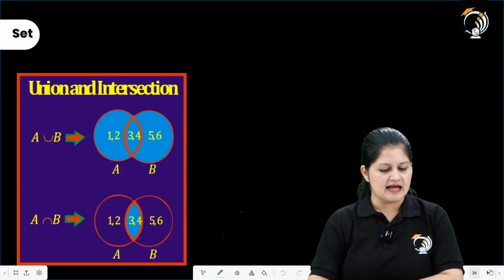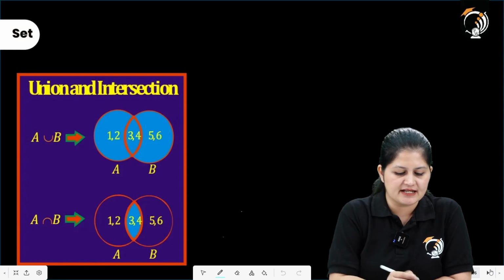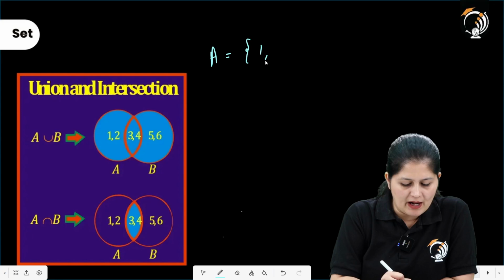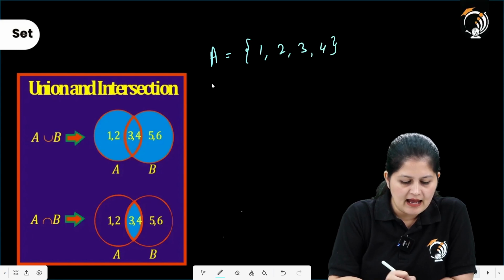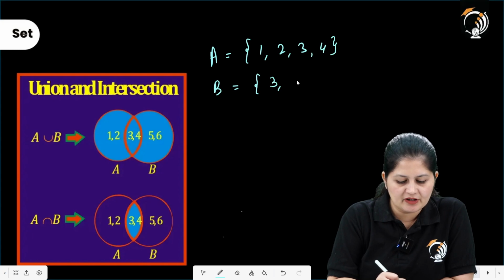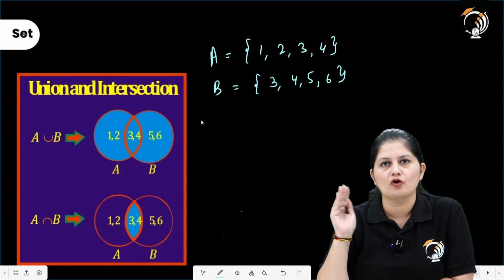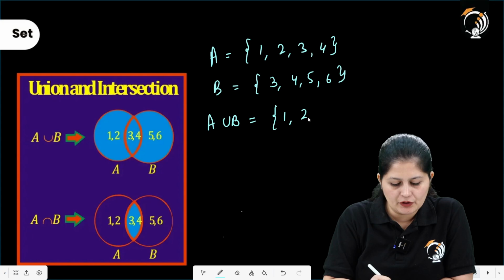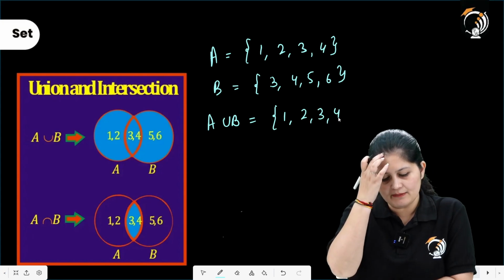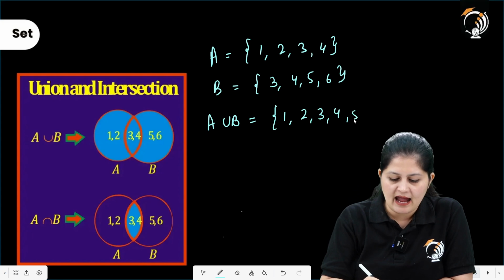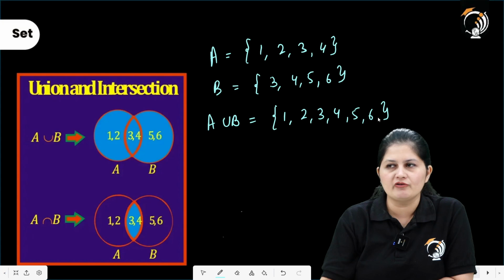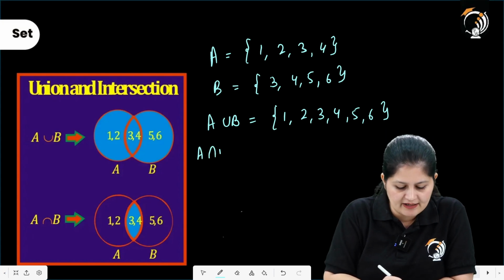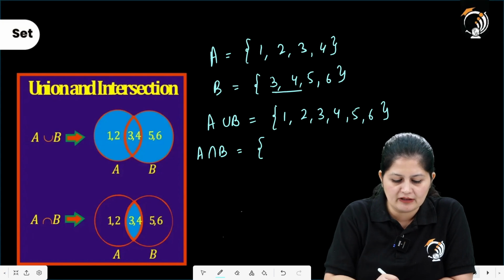If we take an example, we are given two sets, let's say set A is 1, 2, 3, 4 and set B is 3, 4, 5, 6. If I write all the elements of A, all the elements of B and the common of A and B, we get A union B as 1, 2, 3, 4, and we are left with 5 and 6, and the common 3 and 4 are already written. Now, A intersection B, the common thing between A and B, is only 3 and 4. Clear?